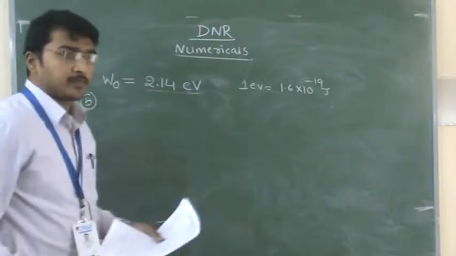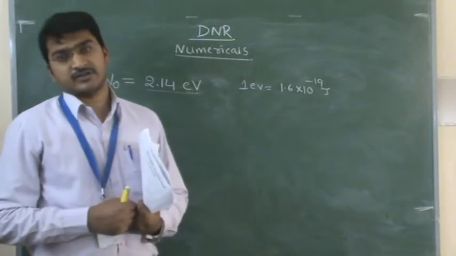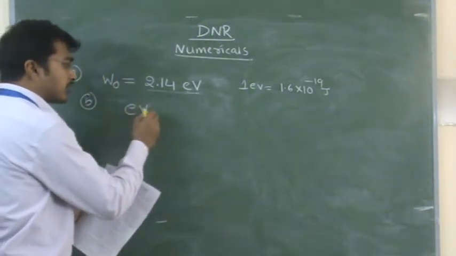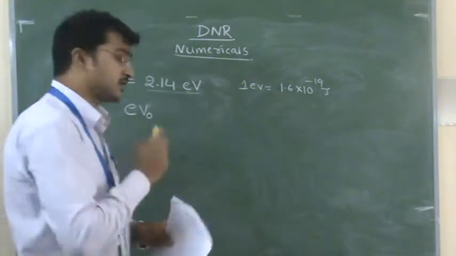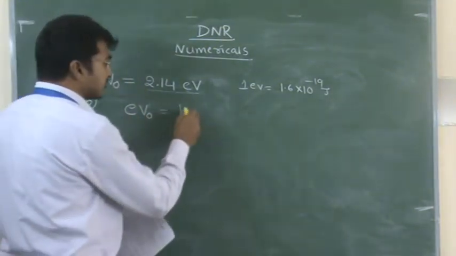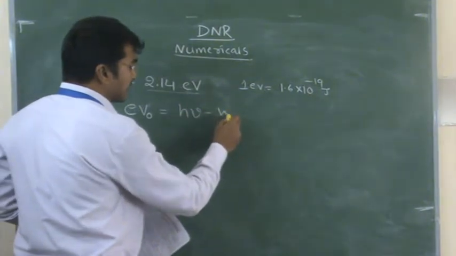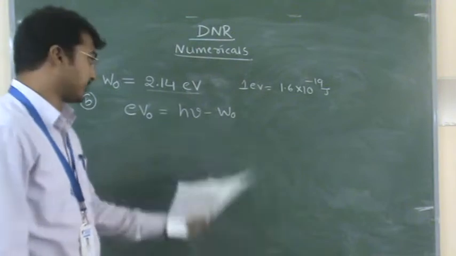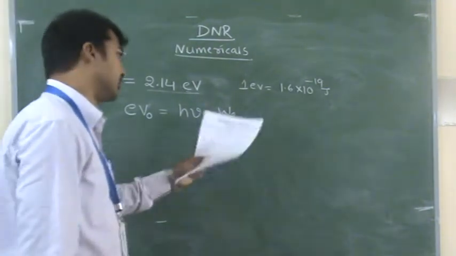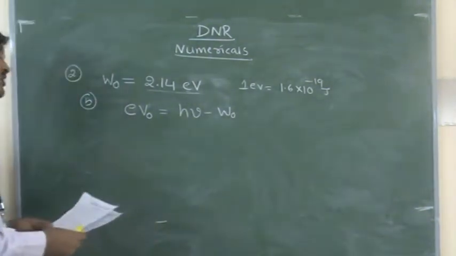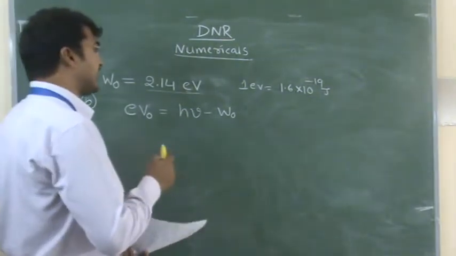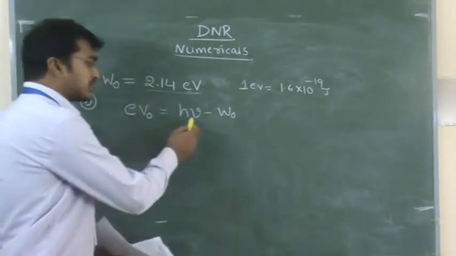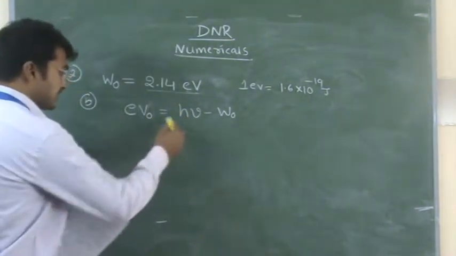According to Einstein's photoelectric equation, I am giving it in the form of potential energy: eV naught is equal to h nu minus W naught, or hc by lambda naught, whatever. So h nu minus W naught. From this, what data should we find? They gave the stopping potential, but they are asking for the lambda value. How to find it? I am converting here.